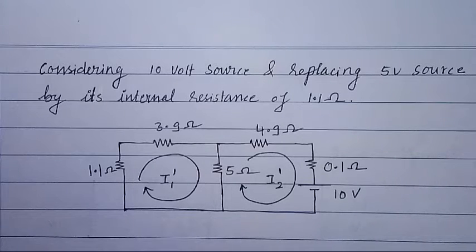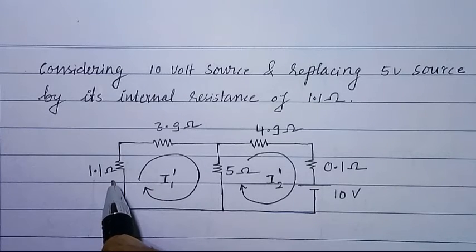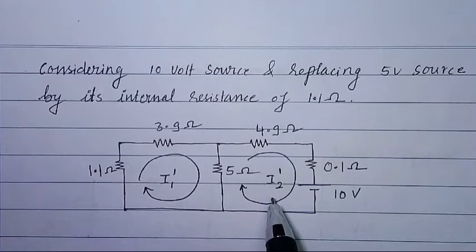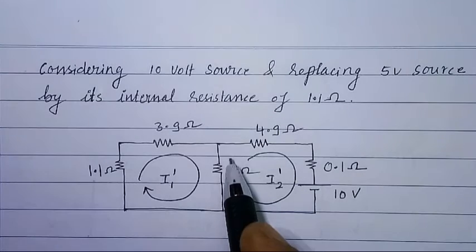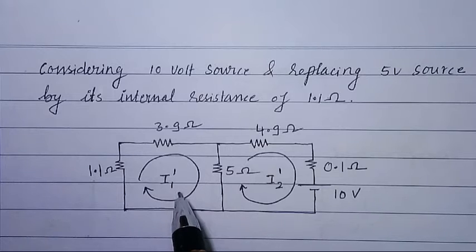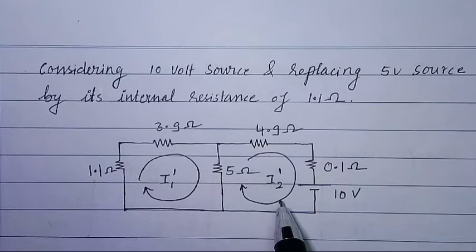So now in this circuit you can see only 10 volt source and 5 volt source being replaced by its internal resistance of 1.1 ohm. I1 dash and I2 dash are the two mesh currents due to 10 volt source, and using these two currents we will find current through 5 ohm resistor. And to find I1 dash and I2 dash, once again we will make use of Kirchhoff's voltage law.